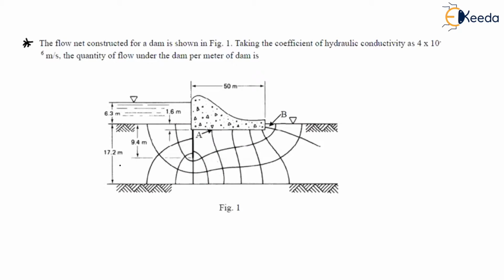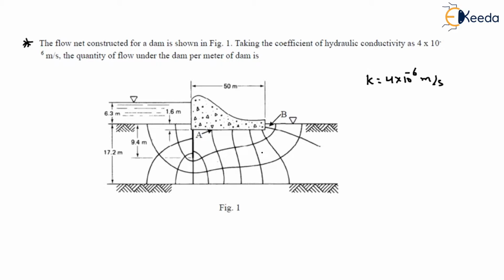Let us first read the question, what is given. The flow net constructed for a dam shown in figure 1, taking the coefficient of hydraulic conductivity 4 into 10 power minus 6. So the K value is given as 4 into 10 power minus 6 meter per second. So what do we have to find? Quantity of flow under the dam per meter length, isn't it? So how do we have to find that?